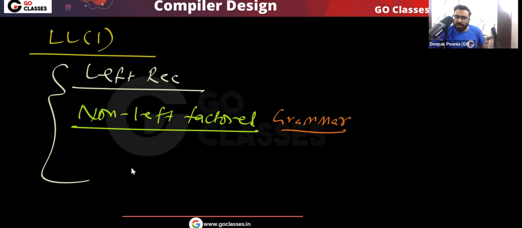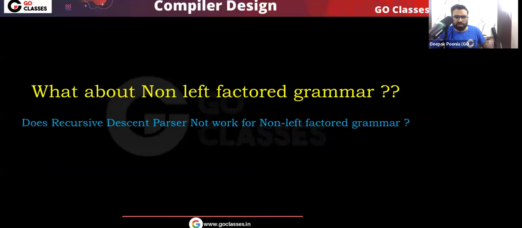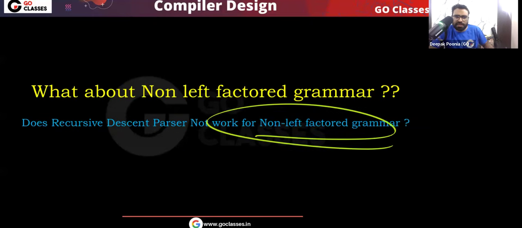So you tell me, we have already seen that the recursive descent parser has a problem with left recursion. The recursive descent parser will not work when you have a left recursive grammar. But what about non-left-factored grammar? What do you think about that? Simple question I am asking. Does the recursive descent parser not work for non-left-factored grammar?